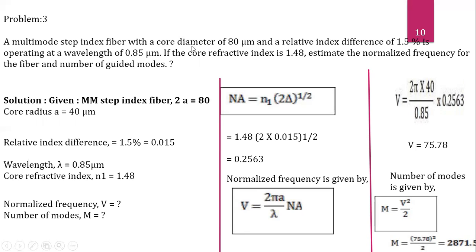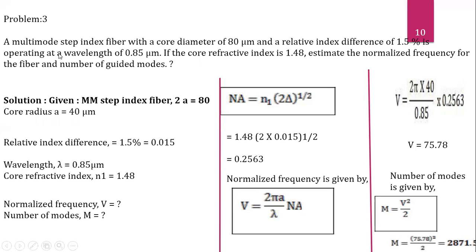Here we have given the core diameter, which we can denote by the parameter D. So the value of D is equal to 80 micrometer and the relative index difference, that is delta, is equal to 15%. We are converting this into a numerical value. We will get 15 divided by 100 is equal to 0.15.